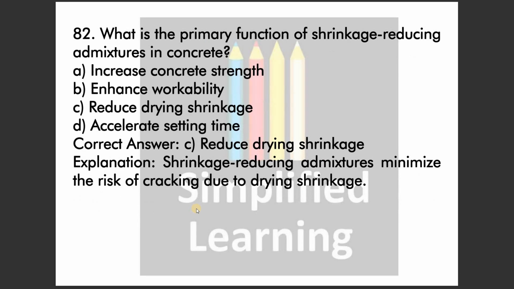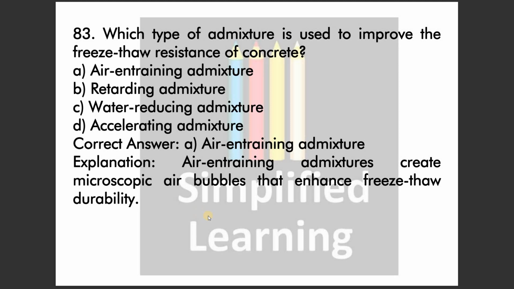marine environments. Then what is the primary function of shrinkage-reducing admixture in concrete? The answer is it reduces drying shrinkage. Okay, the function of shrinkage-reducing admixture in concrete is to reduce drying shrinkage.